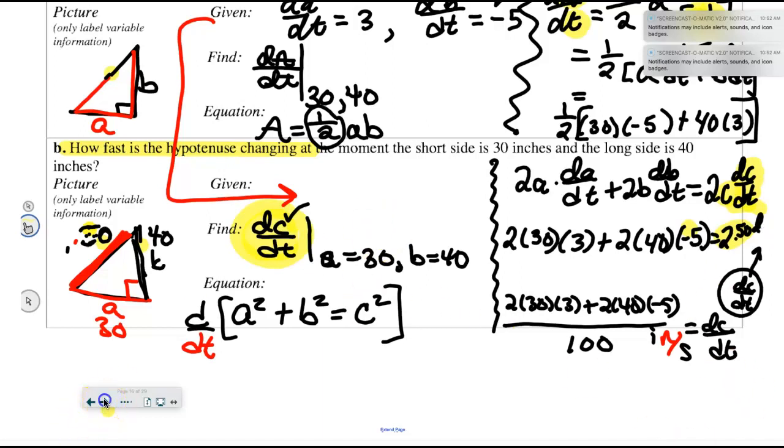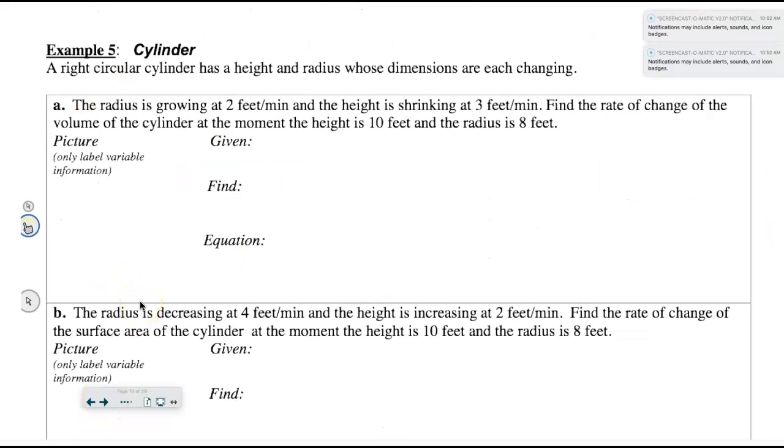But so go to the next page, and we're going to do only part A today. On our next page, we've got a cylinder. So you better draw me a picture of a cylinder. It says it's a right cylinder, just means it's not oblique or slanted. So I'm just going to draw a nice cylindrical shape right here.